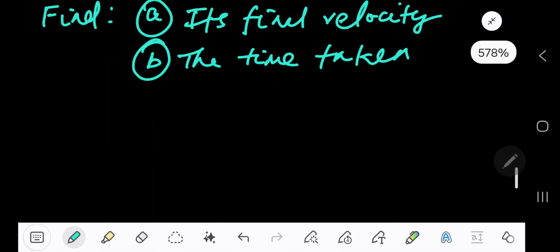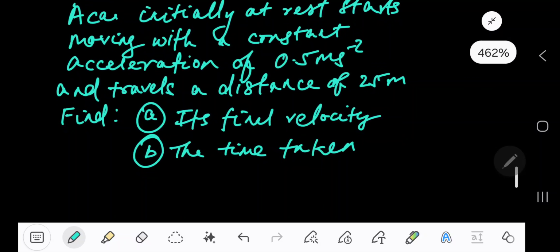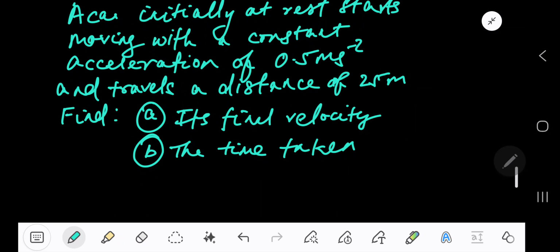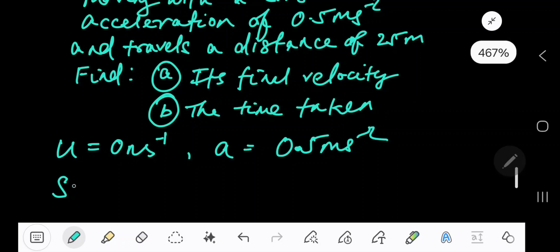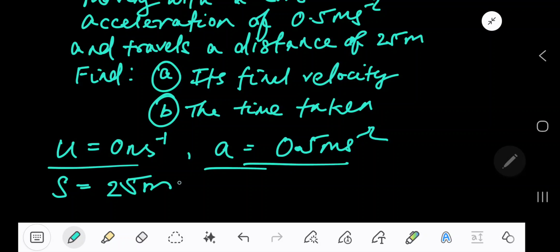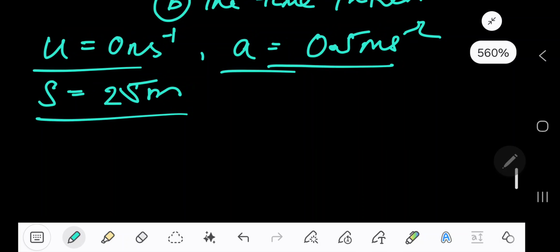So a trick is that in every question a minimum of three things would be given for you to solve the question. Over here a car initially starts at rest, so they've given us u as 0 meter per second. What else have they given us? An acceleration of 0.5, and the distance which is 25. They will always give three things for you to solve the question.